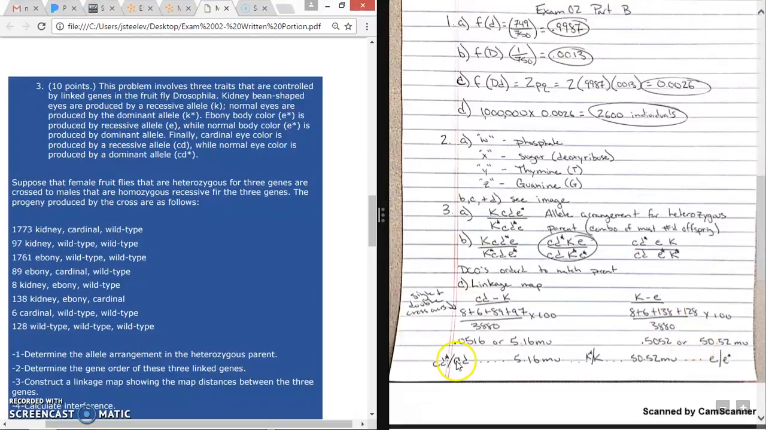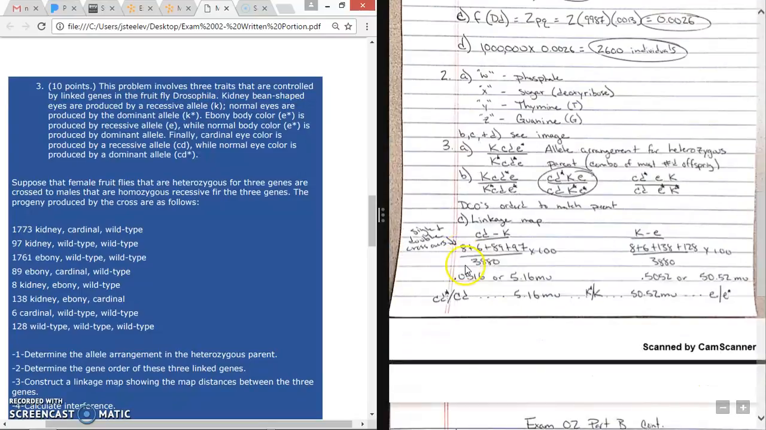And then the actual linkage map drawn out is you have your CD, 5.16 MUs, a couple more dots here, K dots, 50.52 MUs, a couple dots there, back to your E. So that is your linkage map.